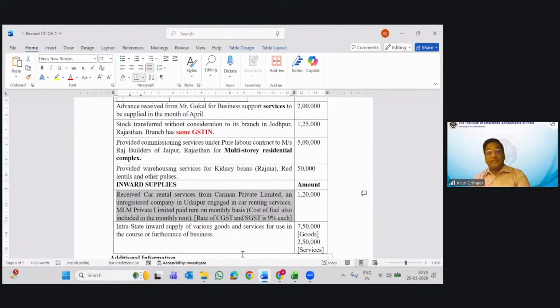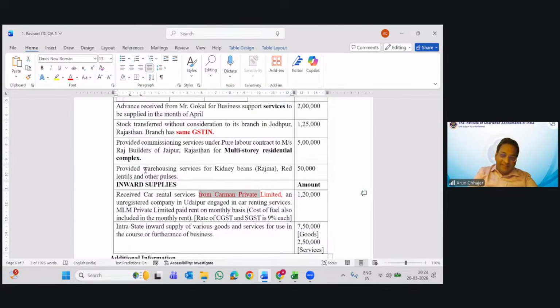Silly mistake. Read the line carefully. RCM applicable होगा या नहीं होगा? Will the RCM be applicable or not? Car rental services. I am highlighting one important term. Who told supplier is unregistered? हाँ, ठीक है. So what?